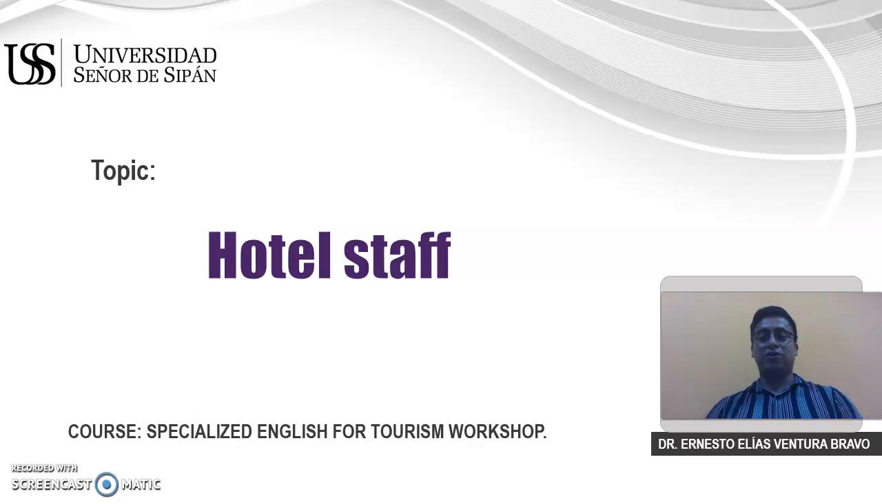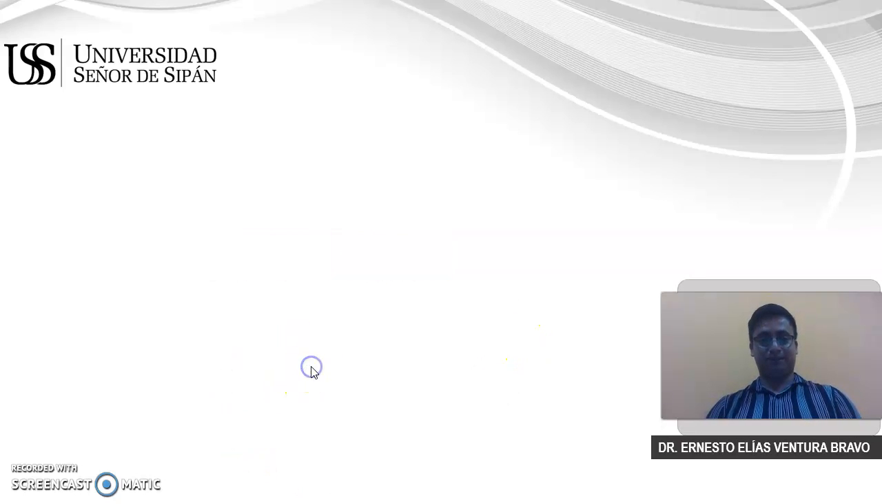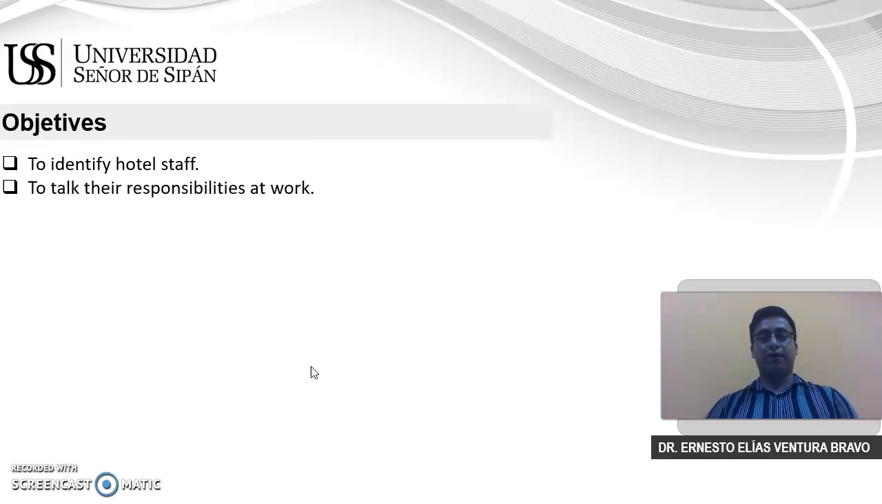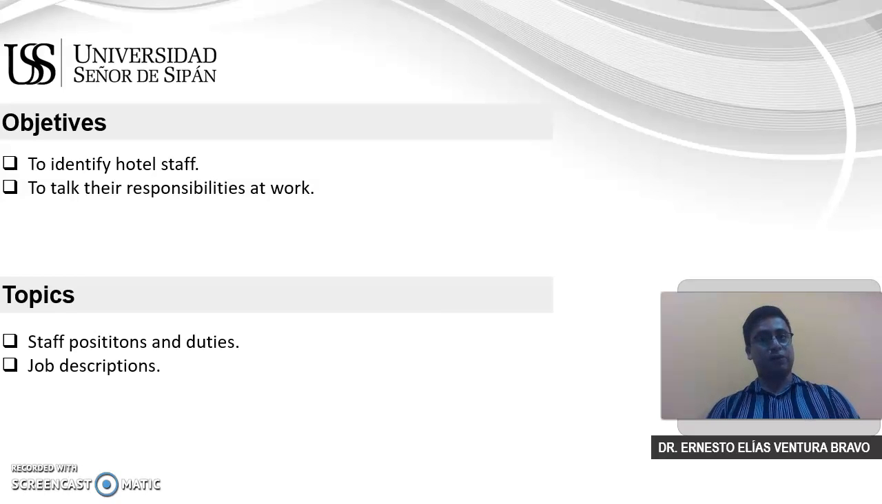So let's see the objective for today's class. The first one is to identify hotel staff. The second objective is to talk about the responsibilities at work. What are the topics that we are going to have today? The first one is about staff positions and duties and job descriptions.